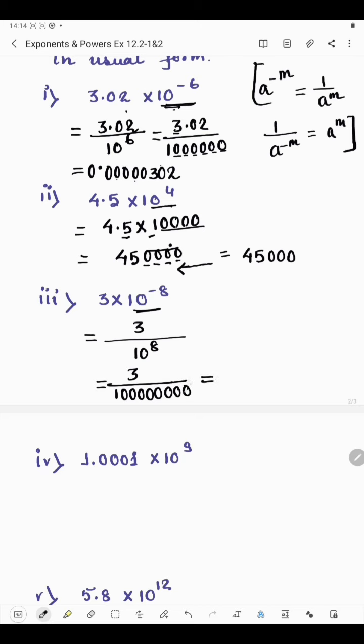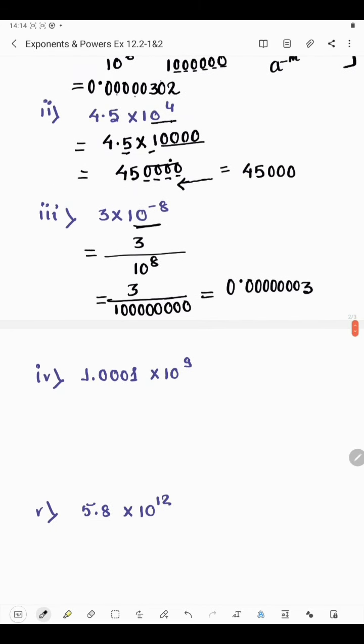Now according to the number of zeros, we will have to put the decimal. So decimal will be shifted to the left because we are dividing here, so number gets smaller. So one digit is already there, which is 3. Then we have 8 zeros, so 1, 2, 3, 4, 5, 6, 7, 8. Decimal will be here. So it will become 0.00000003.